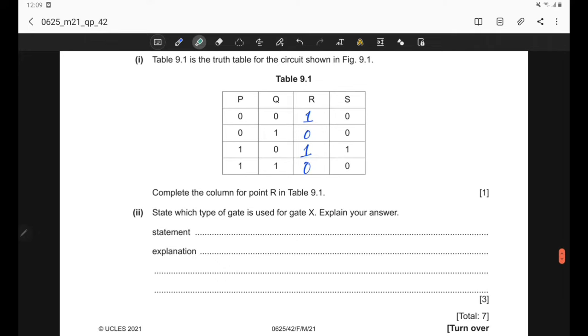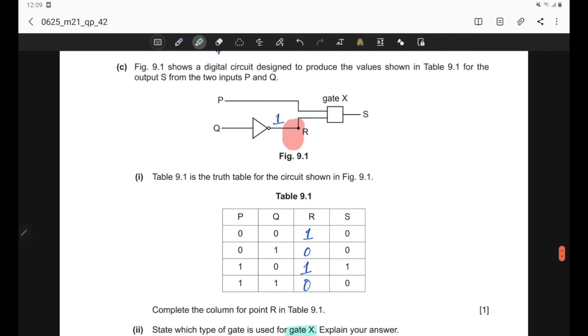Part 2, state which type of gate is used for gate X. Explain your answer. So at X there is a gate fixed, but which gate that is we have no idea. But by looking at the table and the values of the inputs, that is the P values and R values, which are the inputs of gate X, and when we give these two values, what is the output we are getting at S?